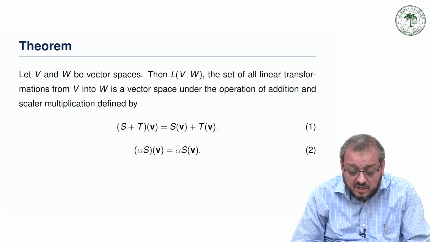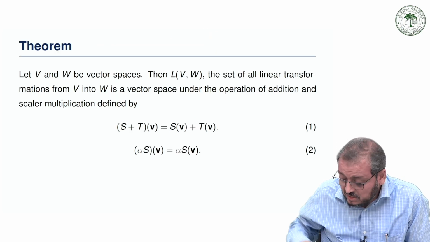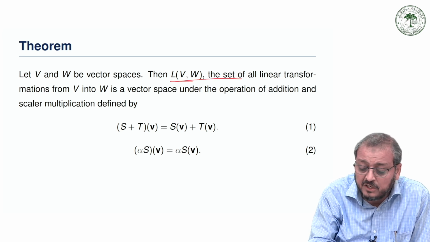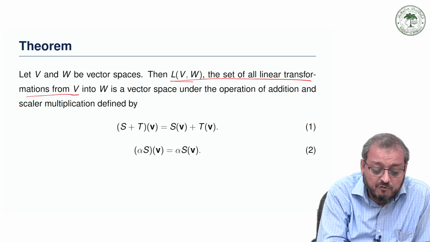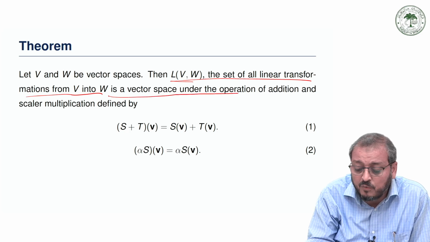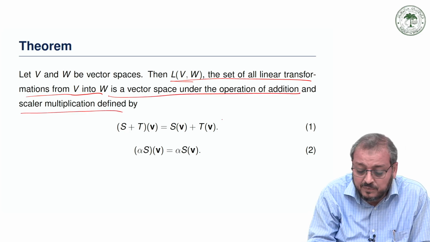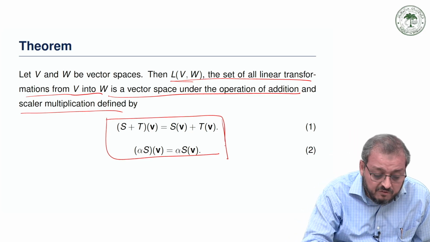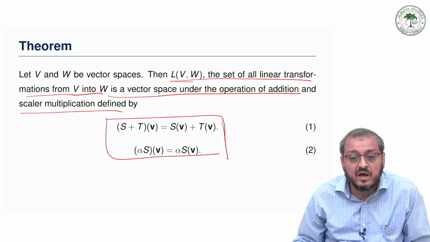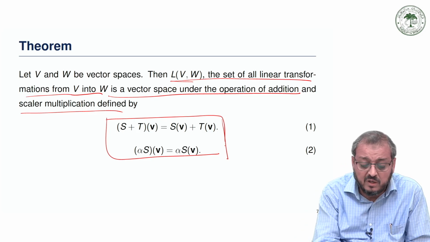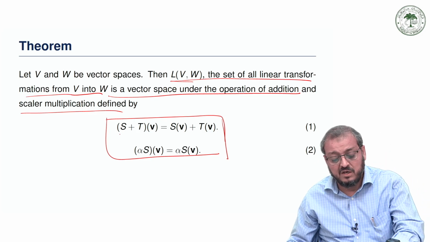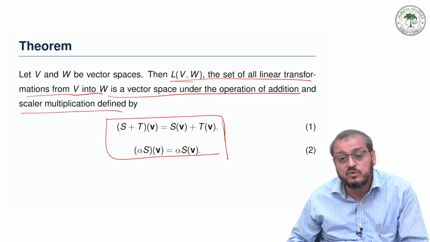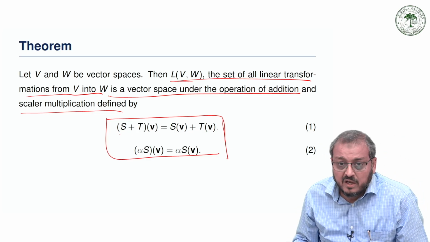Okay, so we start this. Let V and W be vector spaces, and let L(V,W) be the set of all linear transformations from V into W. It is a vector space under the operations of addition and scalar multiplication. We have already defined this addition and scalar multiplication, and then we show that the addition and scalar multiplication are linear maps. So that means we try to verify all the vector space conditions.